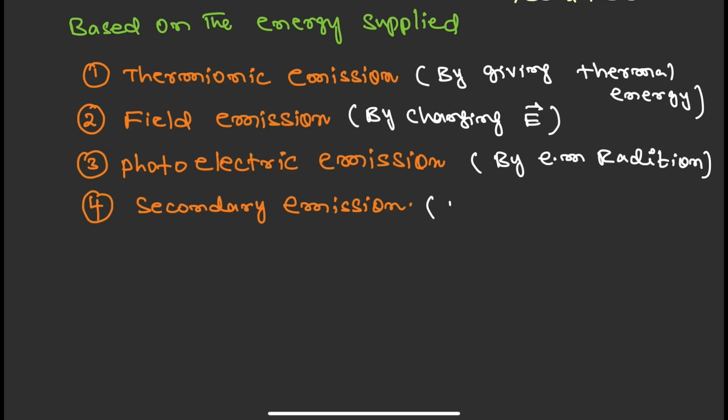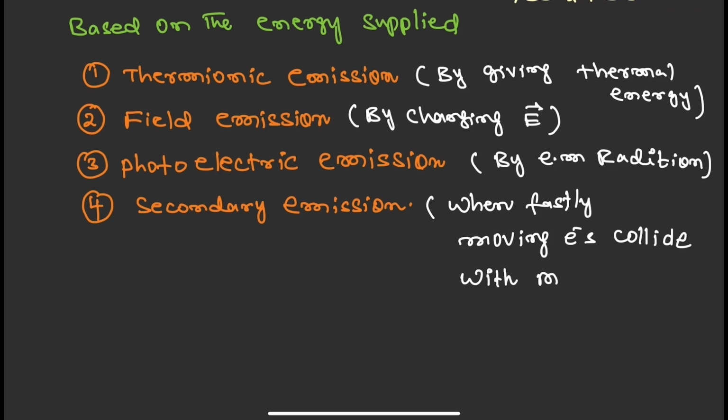And secondary emission is when fast moving electrons collide with metal. Then this energy is transferred to the metal surface, and the electrons acquire the energy and eject from the surface. That is secondary emission. So let us discuss the photoelectric effect, which is very important. Direct questions will be asked from this area.